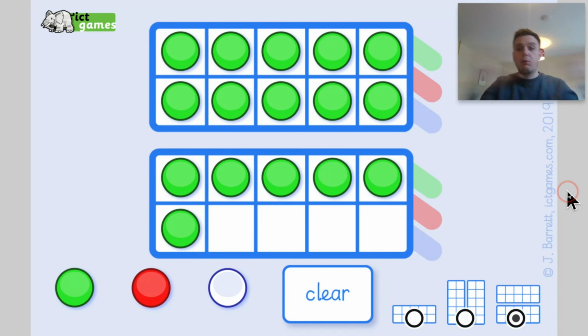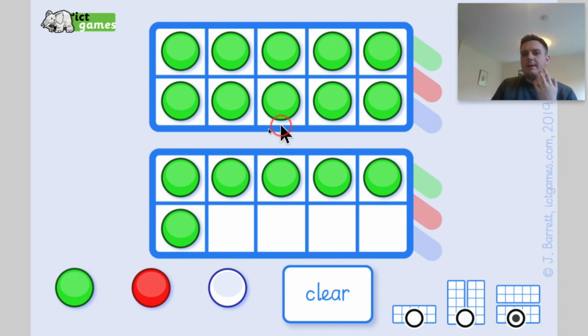So here we have loads of tokens. I don't know how many tokens there are. I could estimate and guess. Or with enough practice, I could work out from sight how many there are. But if you've got your child in primary school and they're just learning about their tens frames, it might be quite hard. So we've got a few options here.